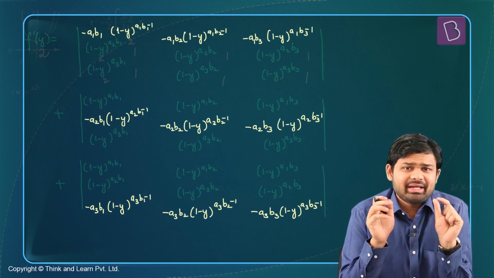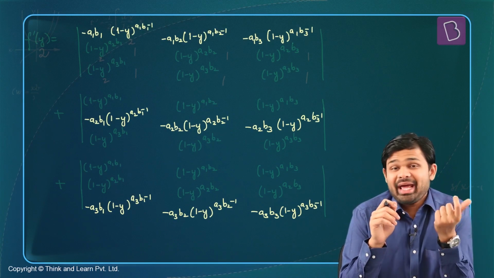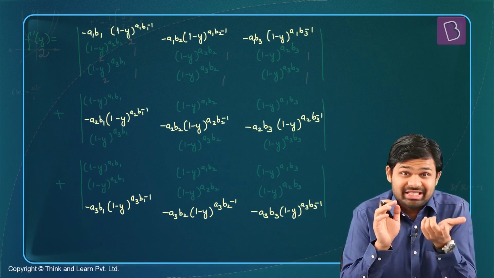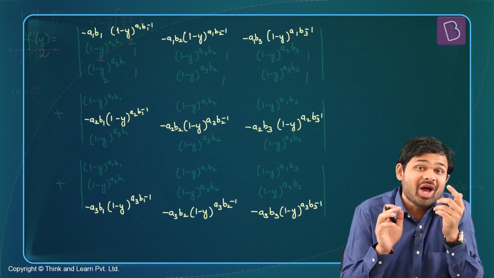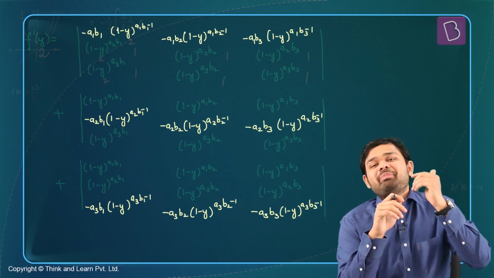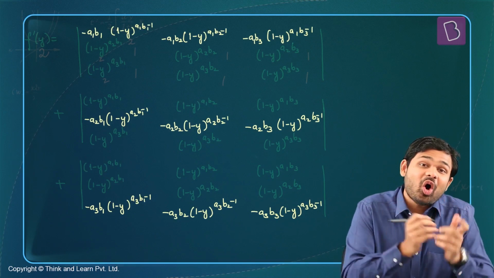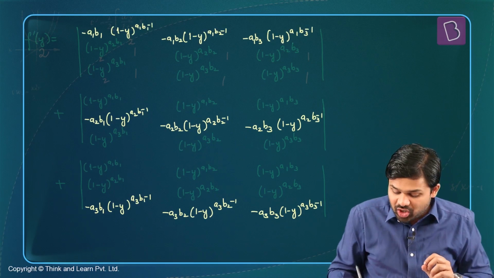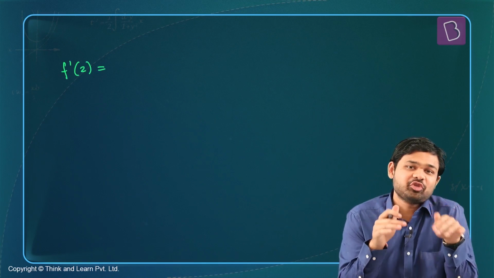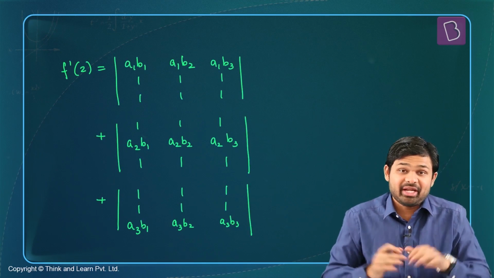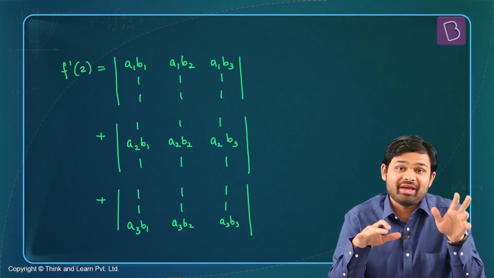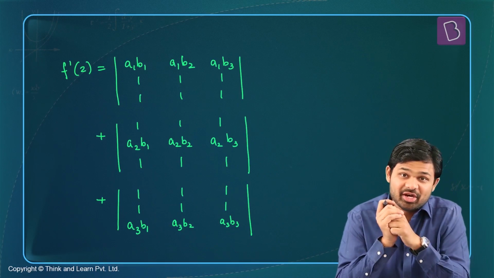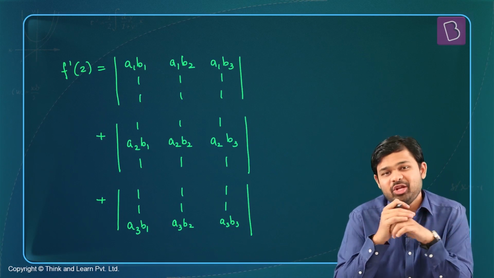And what is inside the bracket? (-1) raised to aibj minus 1. So aibj is even, aibj minus 1 will be odd. So I have (-1) to the power odd, which means all the negatives are going to get cancelled out, and I will be left just with the coefficients. So my f dash of 2 is going to be the sum of these 3 determinants. No negative numbers anywhere: a1, b1, a1, b2, a1, b3, 1, 1, 1, 1, 1, 1, and similarly the other 2 determinants. Now we have to evaluate these determinants.